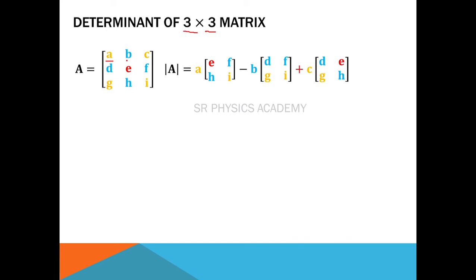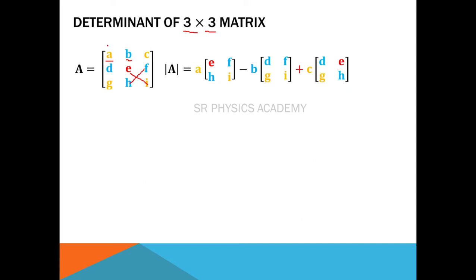So in the first row and first element we got A. So A times, what is the balance here? This is our balance element. So we will get E into I, next F into H. Same we have to repeat here. Next is the B element, so B also. Here first is B.